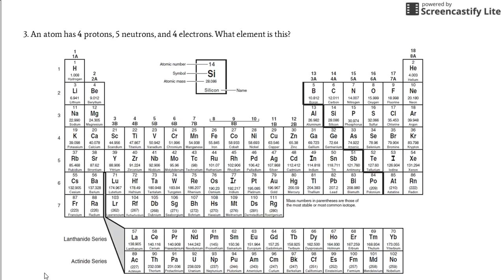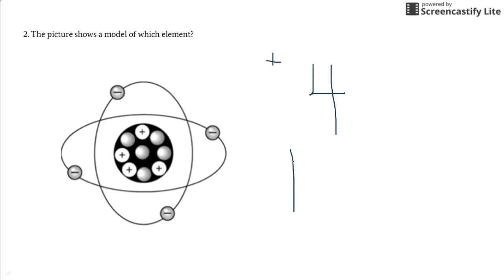Here we go. On the periodic table, the atomic number is the number of protons. So I want an element with 4 as its atomic number. It's going to be this one right here, beryllium. So what element is this atom? It is Be, beryllium.